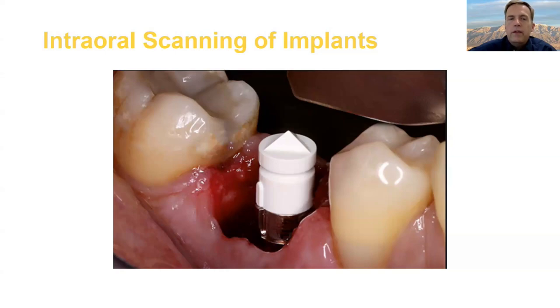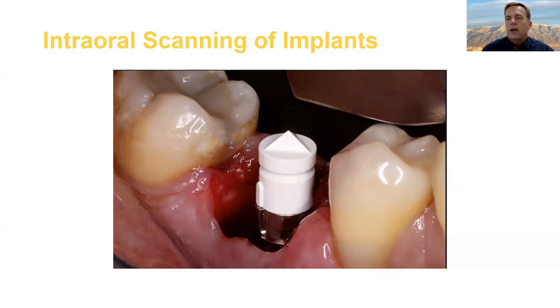When you do one of these, do your lab a favor and note what brand of scan body you're using in addition to all the information. So you need 4 pieces of information. You need the implant brand, implant line, implant size, at least of the platform, and then you also need which kind of scan body you used on it, because the workflows in the laboratory are a little bit different based on scan bodies.